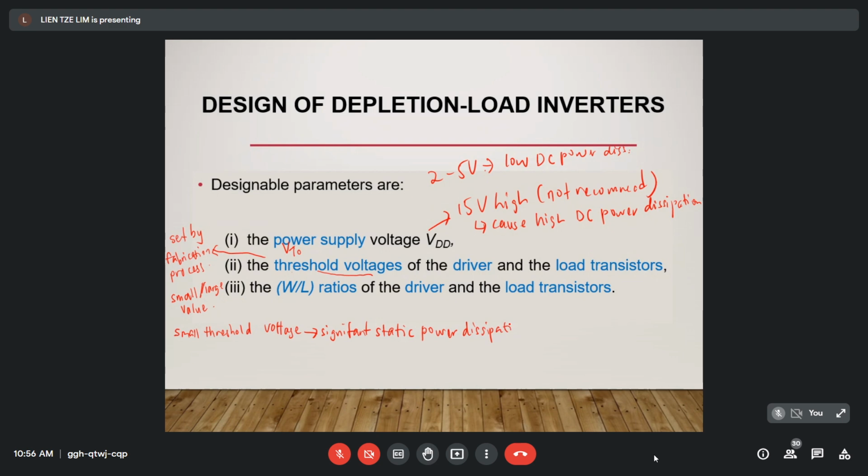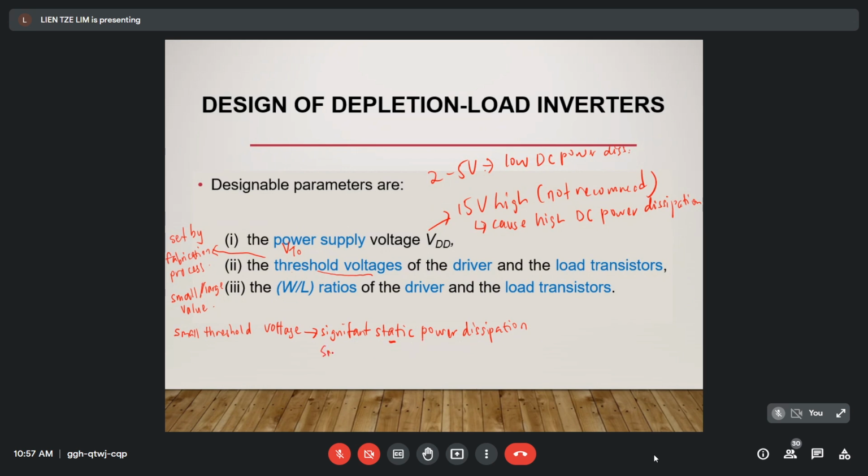This one I will mention. Power dissipation has many types, static and dynamic. Static is another type of power consumption. Static power consumption is the power consumption that occurs when the transistor is not switching. Static means not moving and not switching. So a small threshold voltage will cause significant static power dissipation.